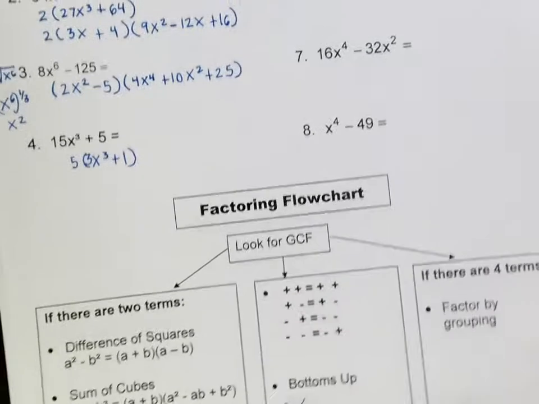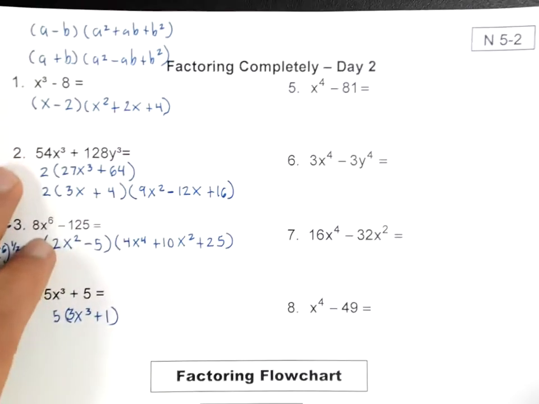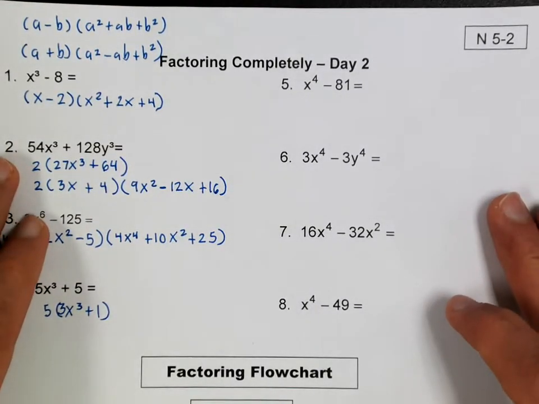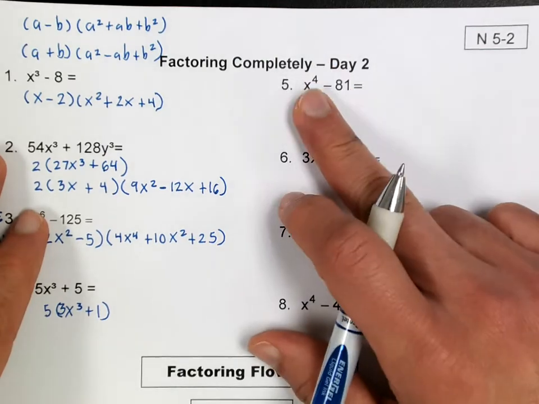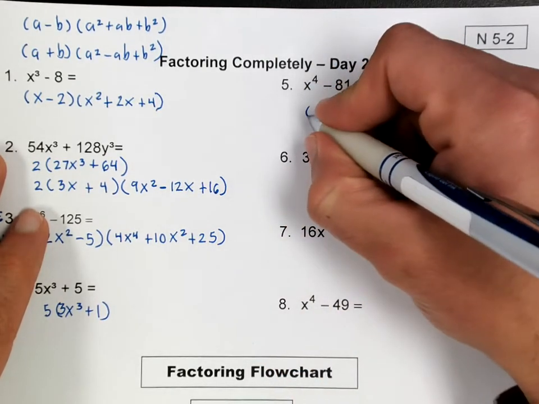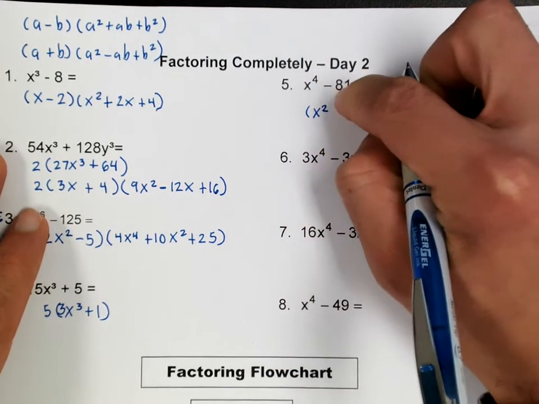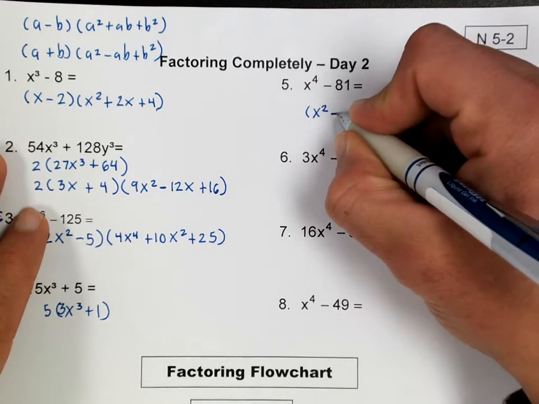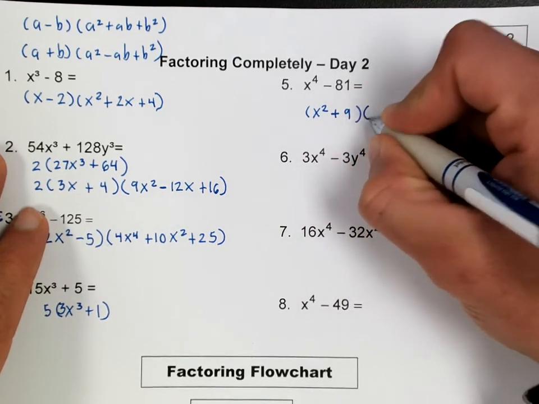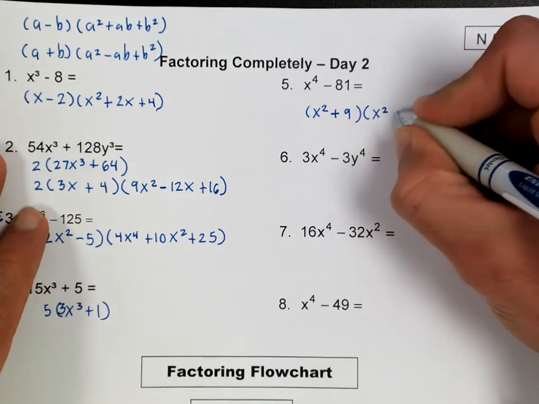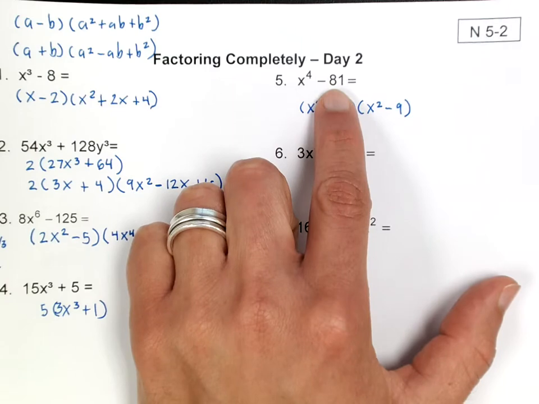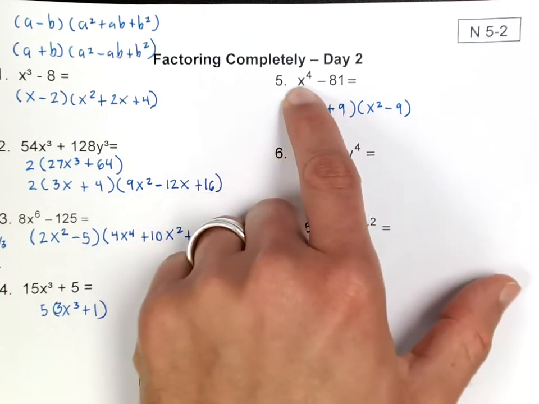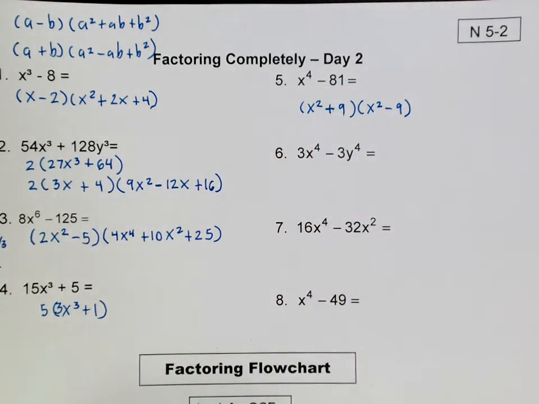Right, on number 5, we have two terms. We have two terms, and now see if it's a difference of squares or a difference of cubes. In this case, let's try difference of squares. The square root of x to the 4th would be x squared. The square root of 81 is 9. Oh, that works. The reason I say the square root is not so much that you're taking a square root, you just have to realize that this number is a perfect square, and so is this one.